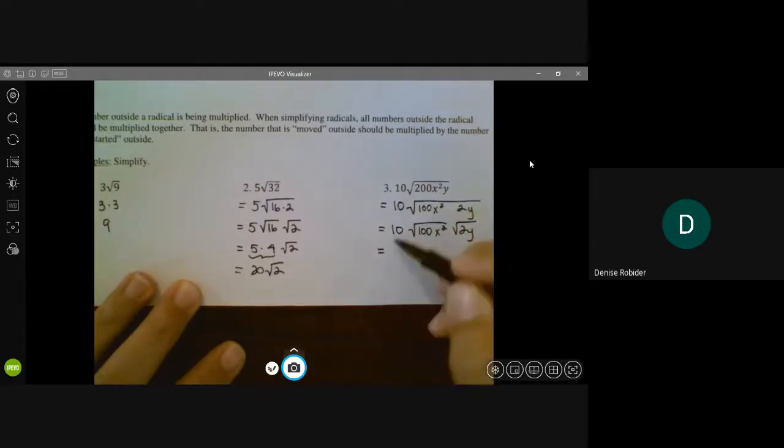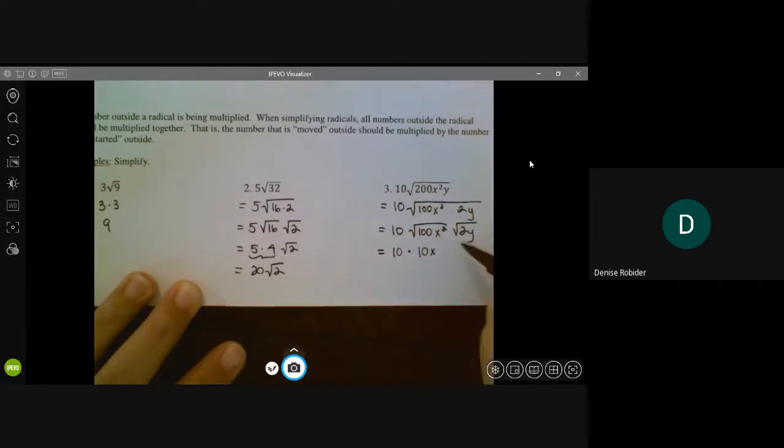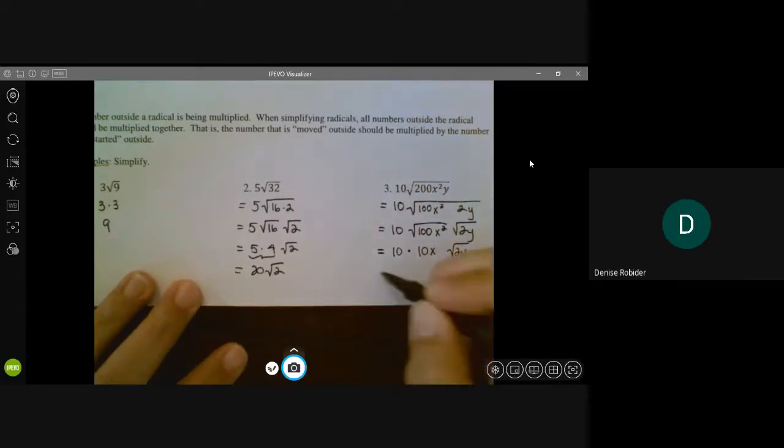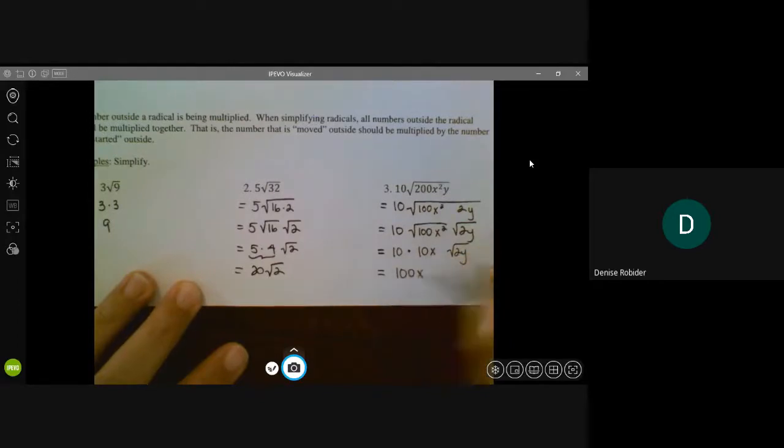And from here, I bring down my 10. I break down the square root of 100x squared as the square root of 100 is 10. The square root of x squared is x. Nothing happens here. It stays in its protective little bubble. And then from here, 10 times 10x is 100x. And then the square root of 2y goes there.